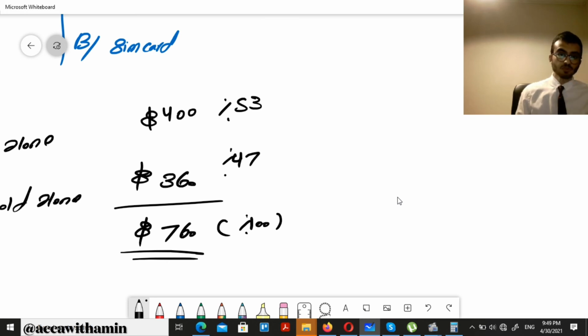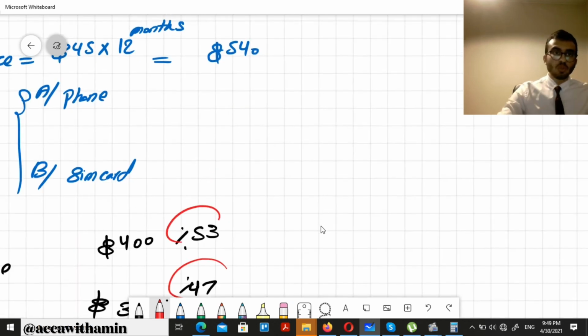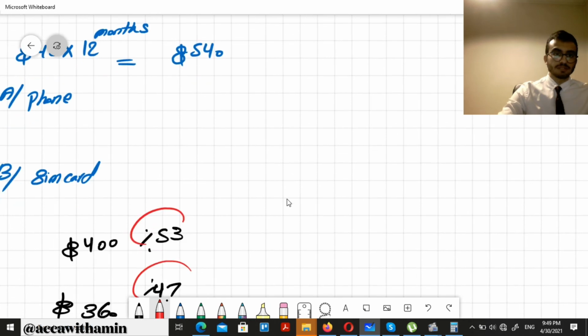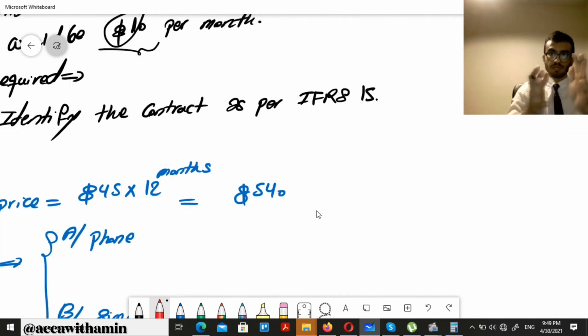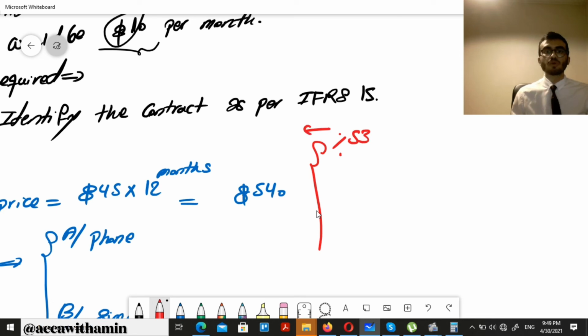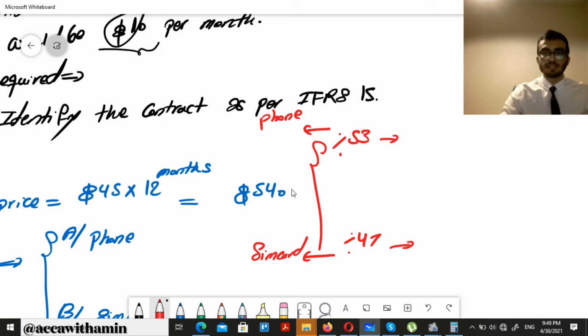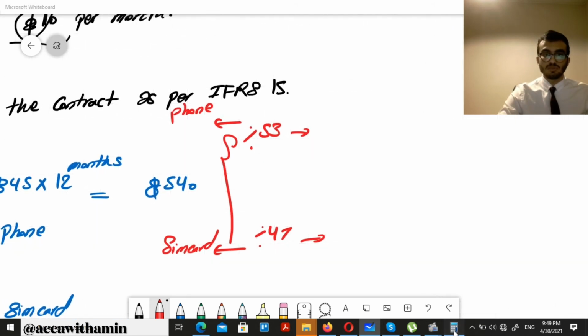Now, I have two important proportions. What was the total amount of my contract? It was 540 if I just purchase them together. How can I allocate? I can say that 53% is for phone, 47% for the SIM card. Now simply you can calculate it. How? Let's just do it.